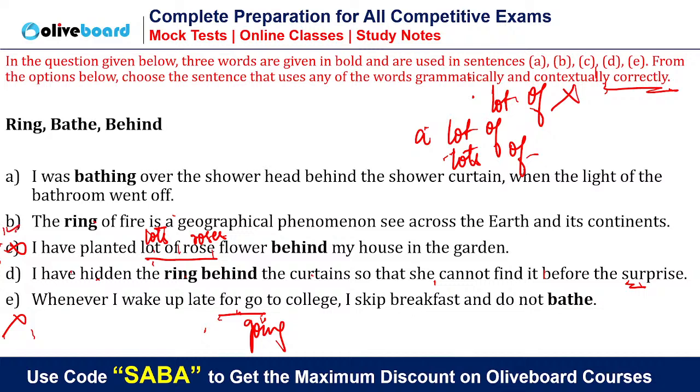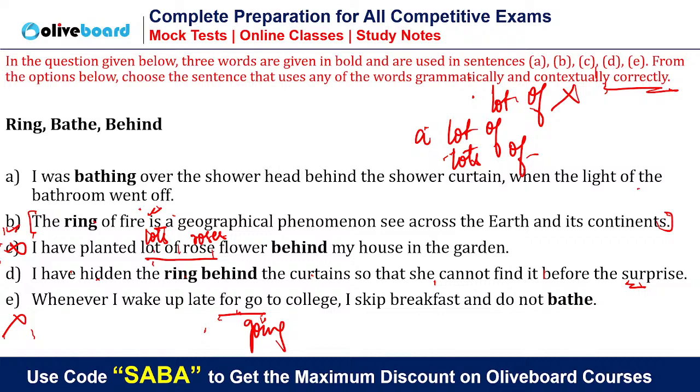Tell me, how many sentences are here? Can you see any conjunction? Initially, everybody said B. Can you find any conjunction here? The ring of fire is a geographical phenomena. There is no conjunction, so we need one finite verb. That finite verb is already given.